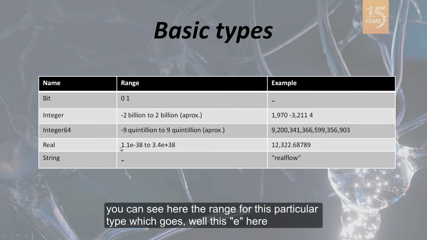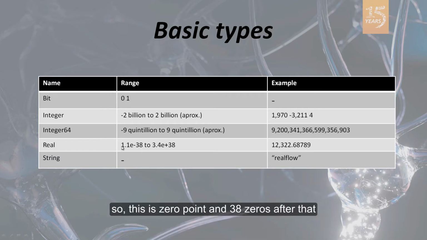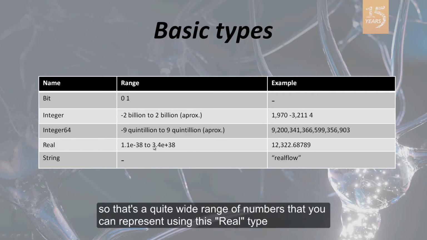You can see here the range for this particular type. This E here is a representation of real numbers using scientific notation, and it means that this number 1.1 is multiplied by 10 to the power of minus 38. So this is 0 point and 38 zeros after that. That's quite a wide range of numbers that you can represent using this real type.